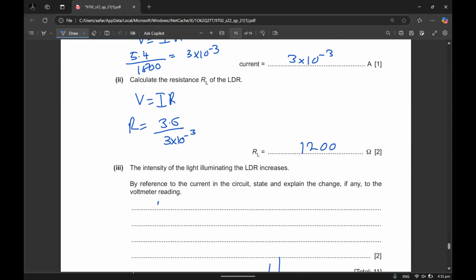As light intensity increases, resistance decreases. So current increases, hence voltmeter reading increases.